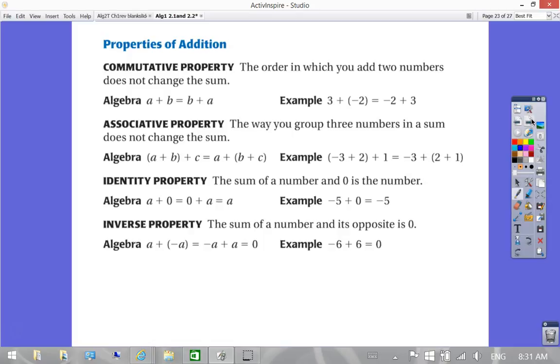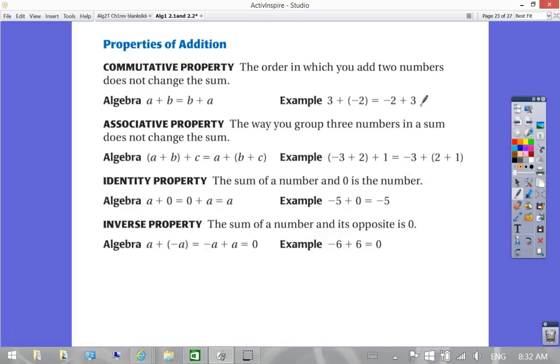But the first one, commutative property, just means order doesn't matter when you're adding two numbers. 2 plus 3 equals 3 plus 2. Or they have an example, 3 plus negative 2 equals negative 2 plus 3. And sometimes it serves your purpose to switch the order, helps you do computations. You can do it and be confident you're not changing the answer.